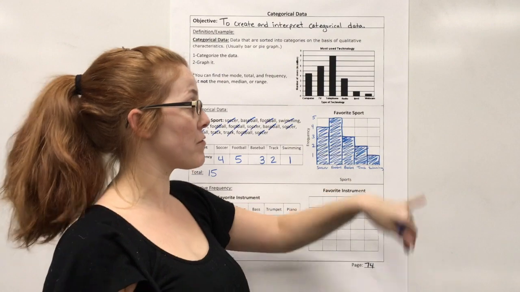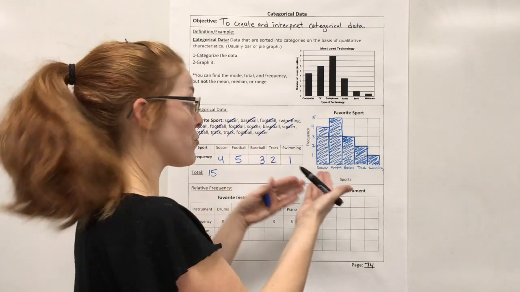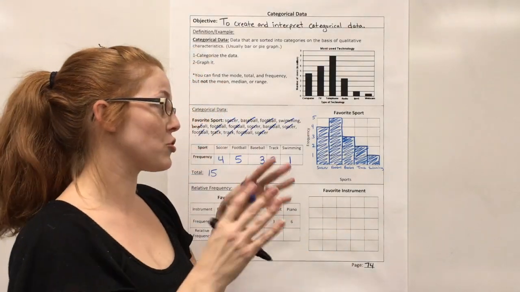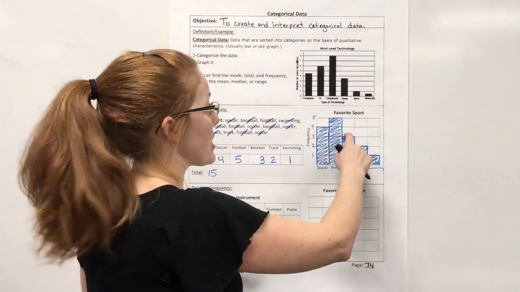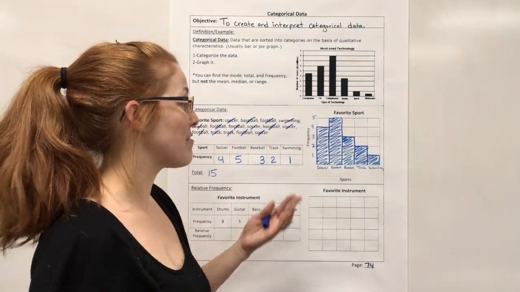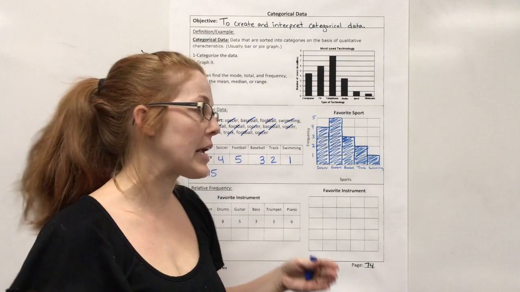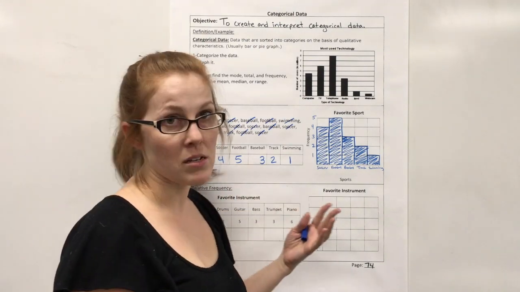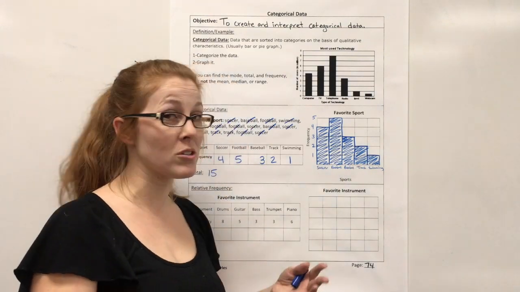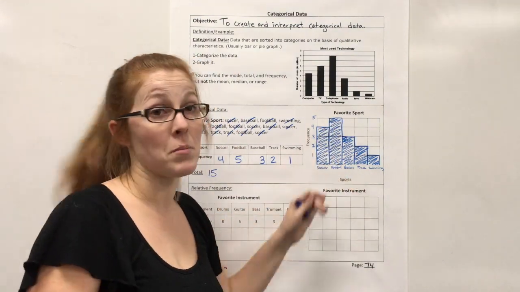I can see the total number of people that are participating in this data. I could still do ratios, like the ratio of people who chose soccer to track, or I can still do percentages. What percent chose baseball? 3 out of 15. So there's still lots of things I can tell, but I cannot find the median because I have categories here, not numbers. I can't find the mean, again, because there are categories. I can't find the range. I can find the mode, because the mode is the one that appeared the most, or basically which one had the most votes. So football would be the mode here.